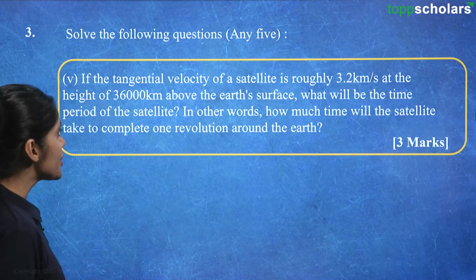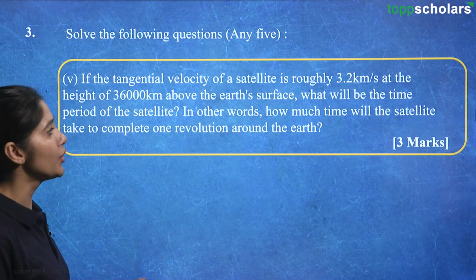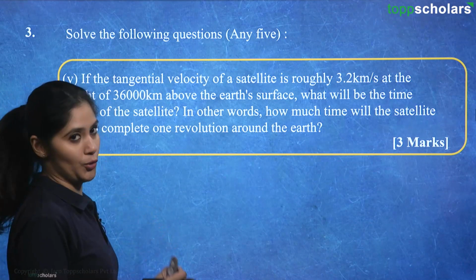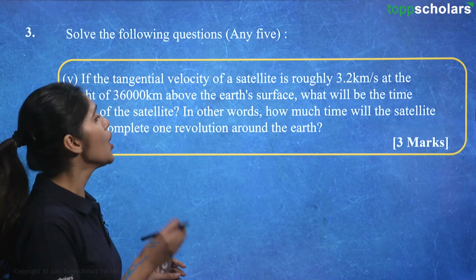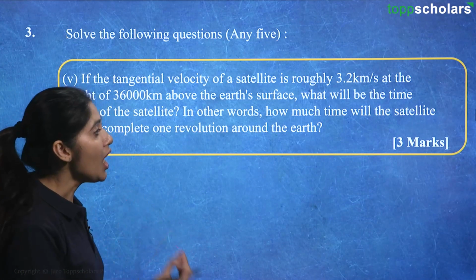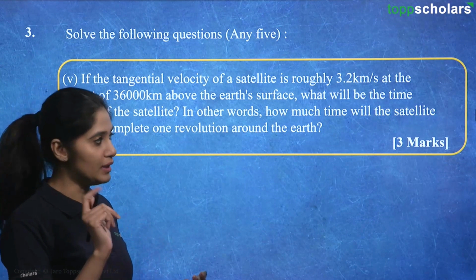If the tangential velocity of a satellite is roughly 3.2 km per second at the height of 36,000 km above the Earth's surface, what will be the time period of the satellite? In other words, how much time will the satellite take to complete one revolution around the Earth?